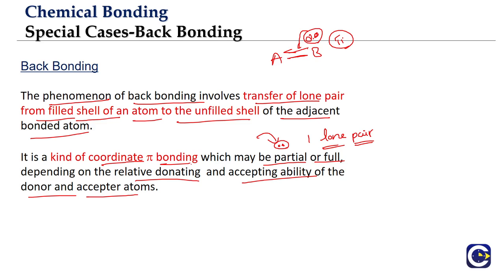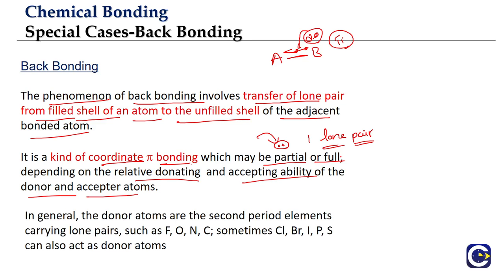So when B is giving electrons for sharing, this pair of electrons is still shared between A and B. But the only difference is what? In a normal covalent bond, A will contribute 1 electron, B will contribute 1 electron. In this coordinate covalent bond, both the electrons of the bond are contributed by only B. That is the difference between a regular covalent bond and a coordinate covalent bond.